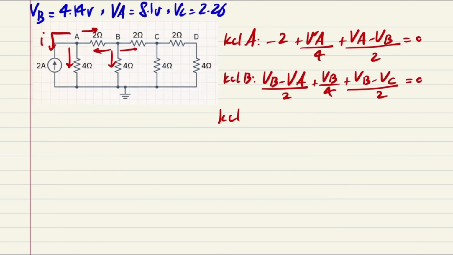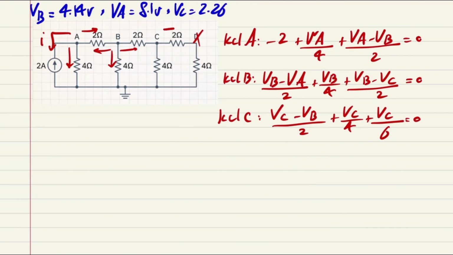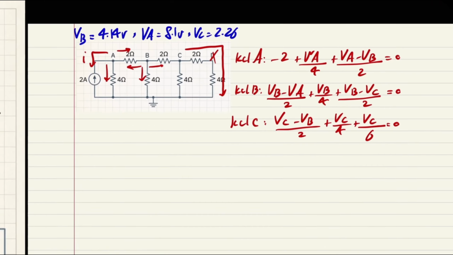KCL number C would say that VC subtracted by VB divided by 2 plus VC divided by 4 plus VC divided by, what? Divided by 6 equals 0. We just somehow got rid of it and assume that all of the currents are related to 4 and 2, which obviously is going to be 4 plus 2, just 6. So that's everything we had.